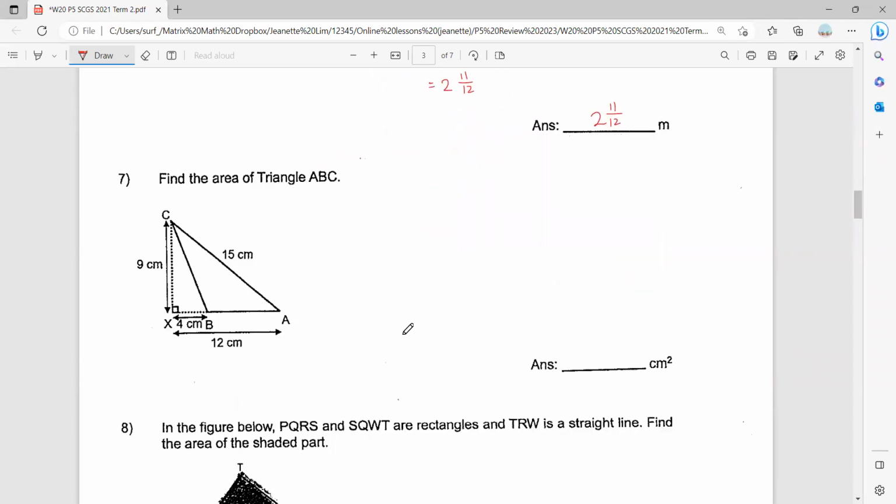Question 7, find area of triangle ABC. Where is the base? Where is the height? The base is here. And the height is here. Perpendicular. Okay, so let's find AB, which is the base.